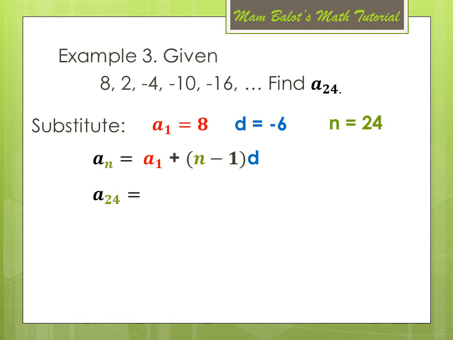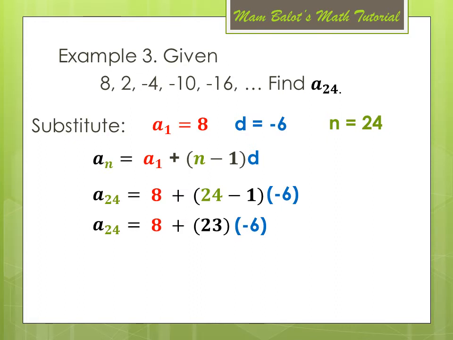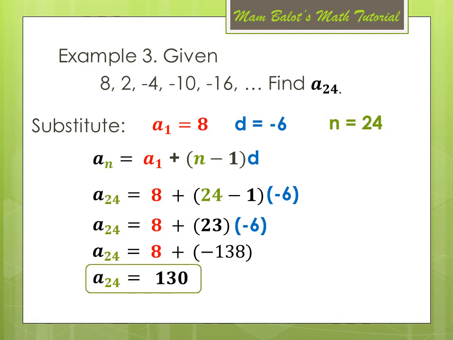So a sub 24 is equal to the first term, which is 8, plus n is 24, so you have 24 minus 1 times the common difference, which is negative 6. Subtracting 24 minus 1 gives 23. So just copy the rest and then multiply 23 times negative 6, which is negative 138. So we add 8 plus negative 138, so we have now negative 130. So the 24th term of that sequence is negative 130.